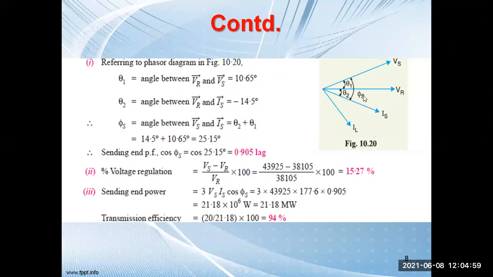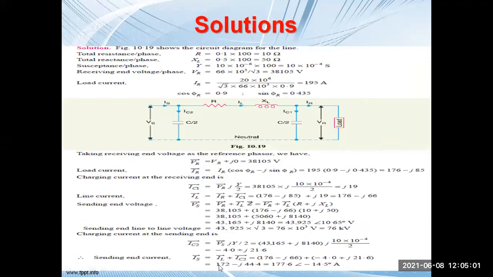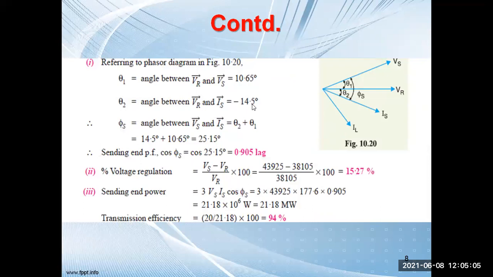And the angle between VR and IS. You have calculated IS, the angle is minus 14.5. So if you add these two, 10.65, the magnitude, not the sign, because this plus this will be your φs. So θ1 plus θ2 gives φs value, that is 25.15. So the sending end power factor will be cos φs.